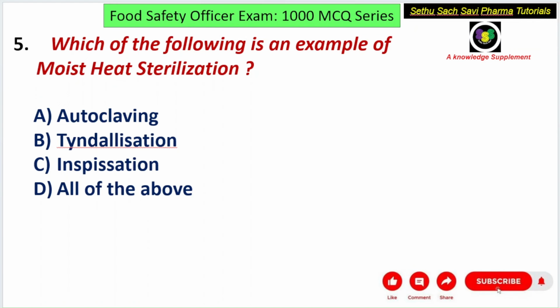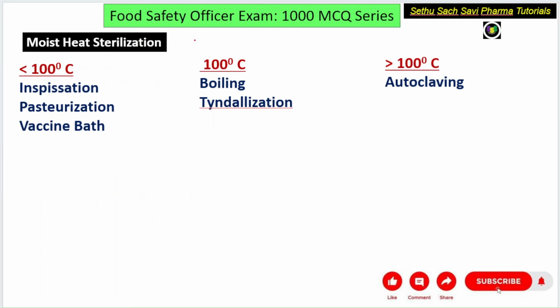Which of the following is an example for moist heat sterilization? A, autoclaving, B, tyndallization, C, inspissation, then D, all of the above. Okay, so the first thing you need to know, heat sterilization can be of two types, dry heat and moist heat. Dry heat, we have already told, the hot air oven and incineration. Now coming to moist heat sterilization, based on the temperature we can divide it into three categories: less than 100 degrees Celsius, at 100 degrees Celsius, and a higher temperature, that is more than 100 degrees Celsius.